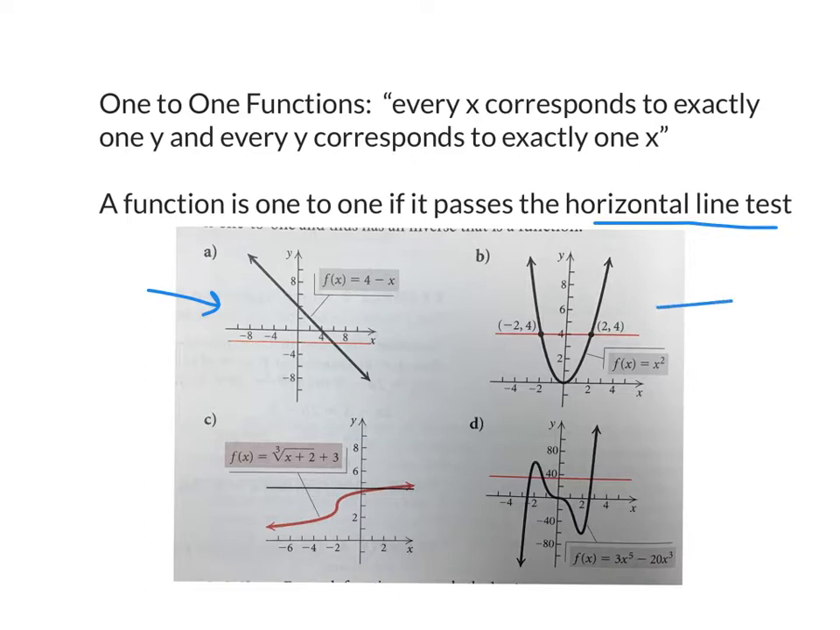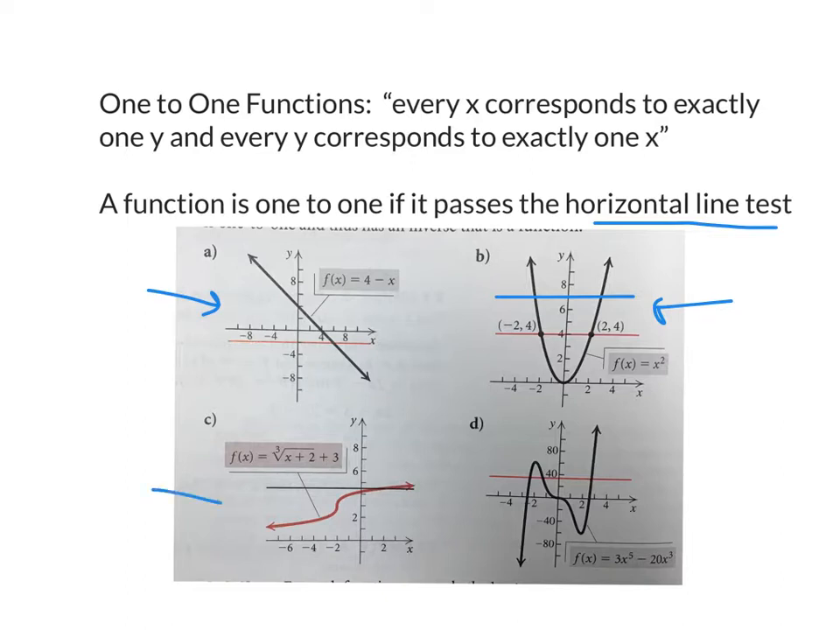The second one right here, the parabola: notice the red line crosses it twice. It crosses it at (-2, 4) and (2, 4). And also, you could draw it up here, and it would cross a couple more times. That would not be one-to-one. It is a function because it passes the vertical line test. It is not one-to-one because it does not pass the horizontal line test.